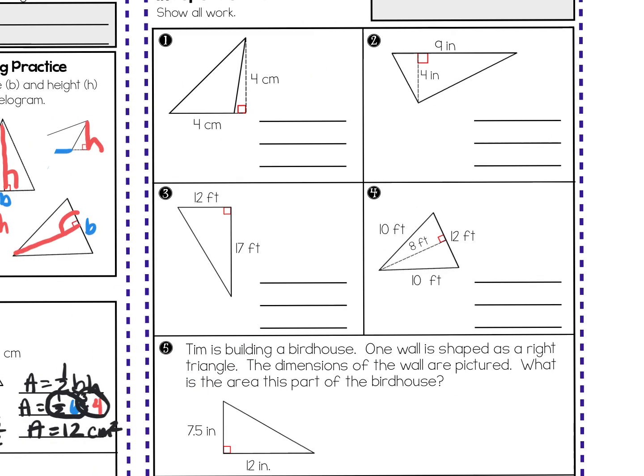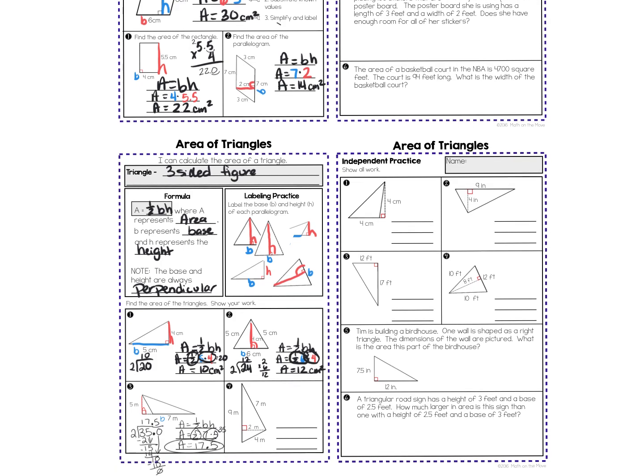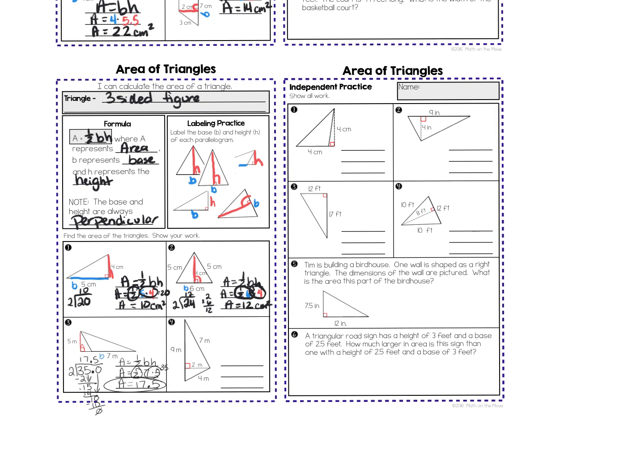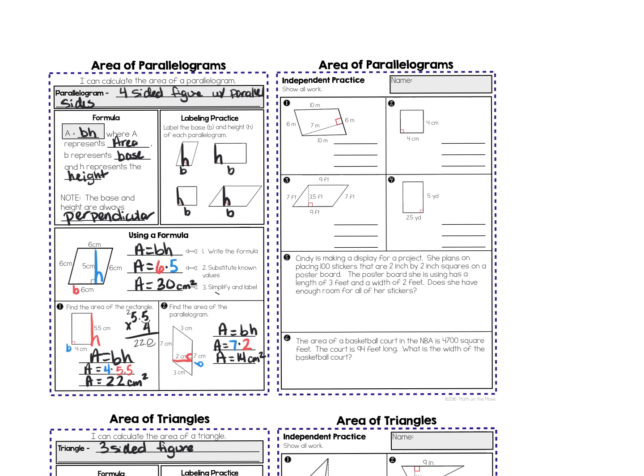If you want to start off with this one, I will say the triangles are worth more points because those do have the extra step of the half. So if you want to do the triangles first, because that's worth more points, or if you want to do the parallelograms first, because that's faster, it's up to you.